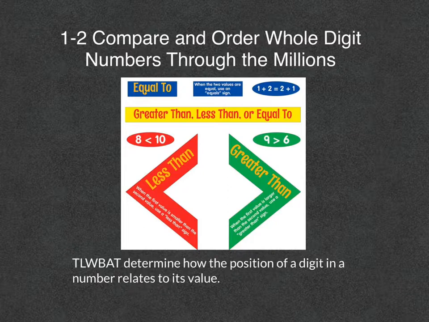Today we're talking about comparing and ordering whole digit numbers through the millions. Our goal is that you will be able to determine how the position of a digit in a number relates to its value, how much that number is actually worth. And I just wanted to bring your attention to our less than and greater than symbols. We're using those today, and let's get started.